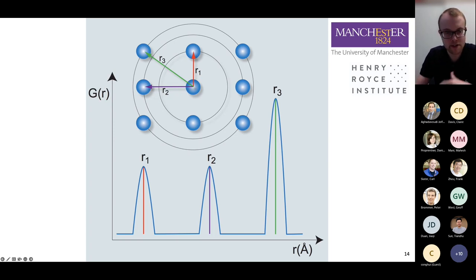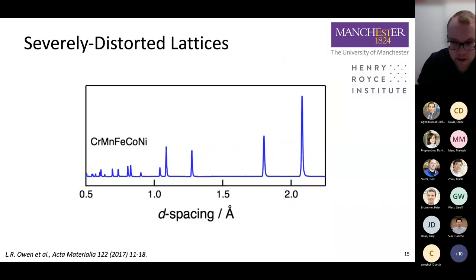A very good measure of this is something called a pair distribution function, where essentially we measure the distances to our nearest neighbors in our structure, and the width of these peaks essentially tells us how much distortion there is within the structure. Okay, much more clever people than I am. So an example of that would be Lewis Owen, who's now at the University of Sheffield.